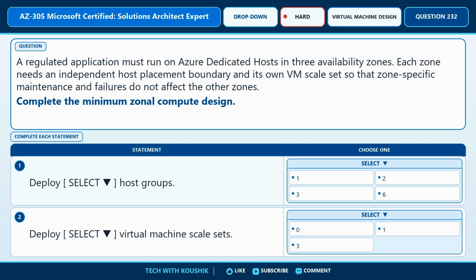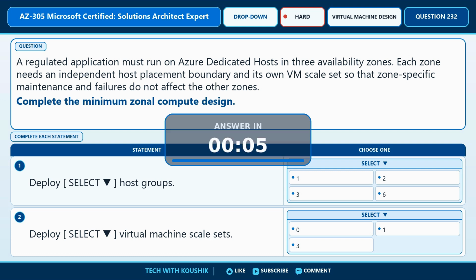For the first statement, deploy the blank host groups. Select from 1, 2, 3, or 6. For the second statement, deploy the blank virtual machine scale sets. Select from 0, 1, or 3.